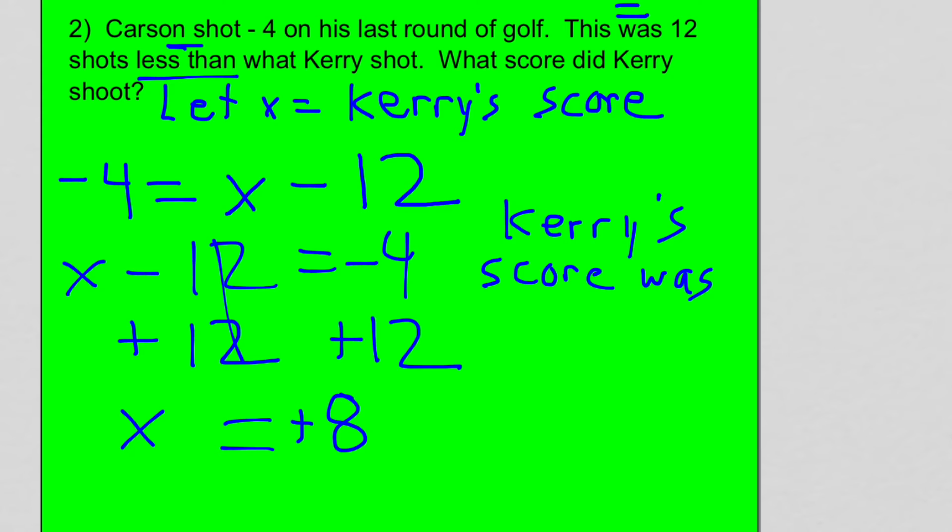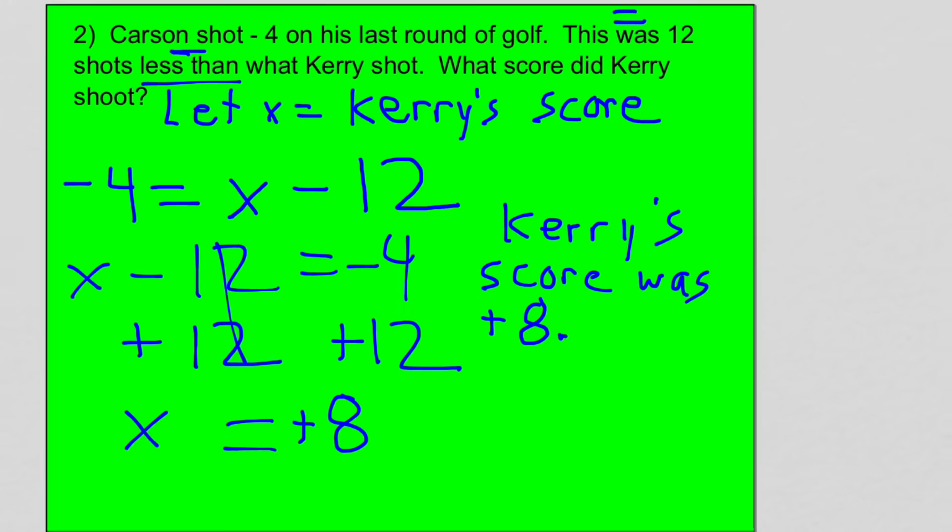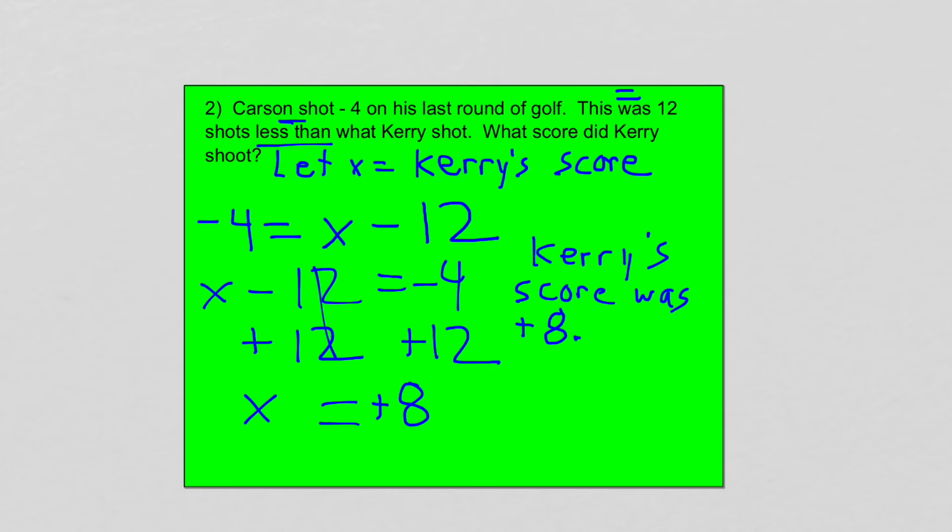was +8. And I guess I should have, for you non-golfers out there, clarified that the lower the score in golf, the better the score, right? So Carson got the better score because you want to take fewer shots. Okay? Both of these guys would absolutely destroy me on the golf course, though. So again, another equation where you have to translate the English language into algebra language, and you're looking to try to make some of those common equations that we've been studying.